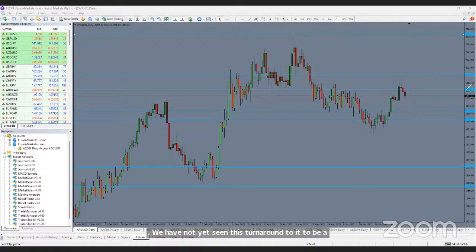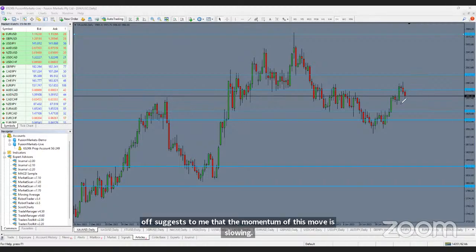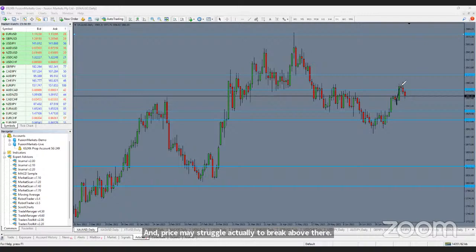Not only that, but this happens to be happening at this level of what has been support, has also been resistance over here. The fact that price is reacting strongly at this level suggests to me that the momentum of this move is slowing, and price may struggle actually to break above there. This is quite a deep retracement, if we go from here up to the top there. So there may not be a continuation. There may just be a further move up, followed by perhaps a lower high, and price might actually stay within this range here. That's one of the options.